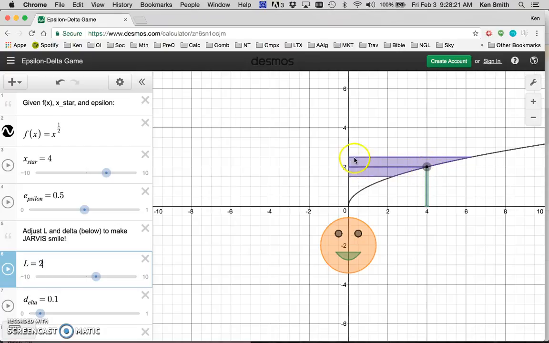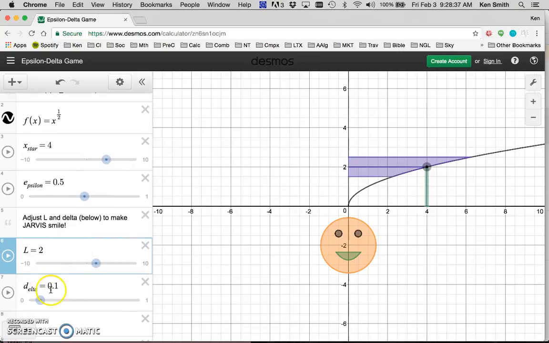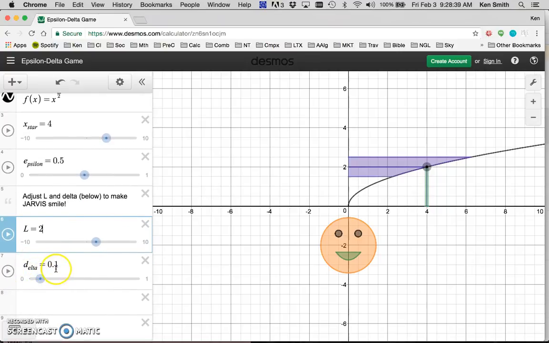The purple band here is the so-called epsilon band. This is my tolerance around 2. And the question is, what tolerance around 4 is required to get in that band? Well, in this case, they've already set up a delta of 0.1. This is down here on line 7 on the left, delta 0.1. Well, that certainly works. If x is within 0.1 of 4, we get in this green vertical band and follow it up to the curve, and yes, we're certainly in this purple band, and that means we have a smiley face here just below the origin in our picture.